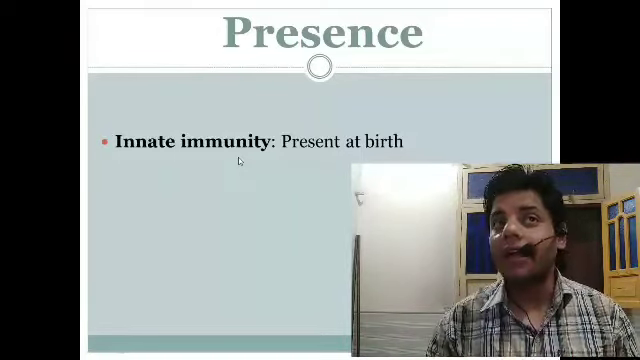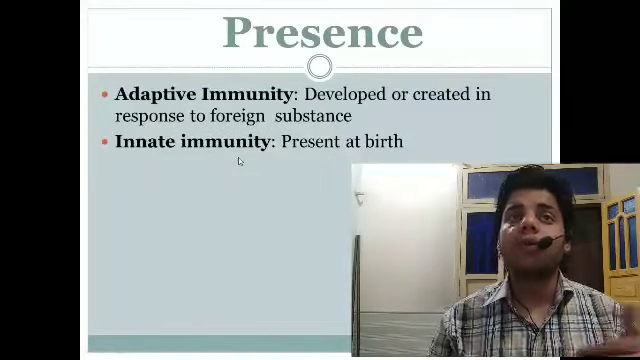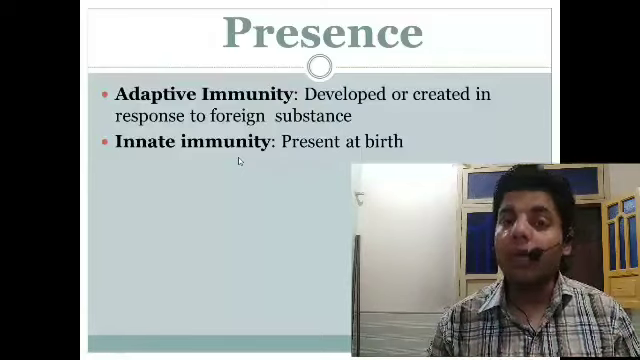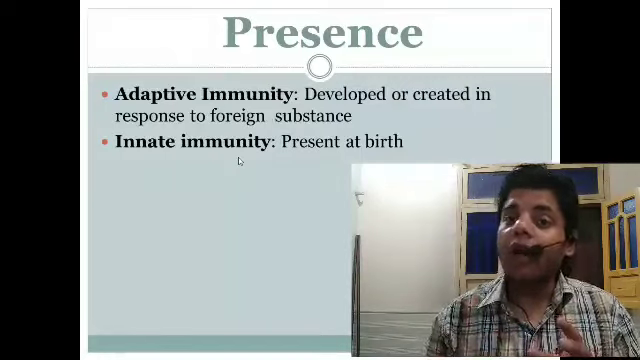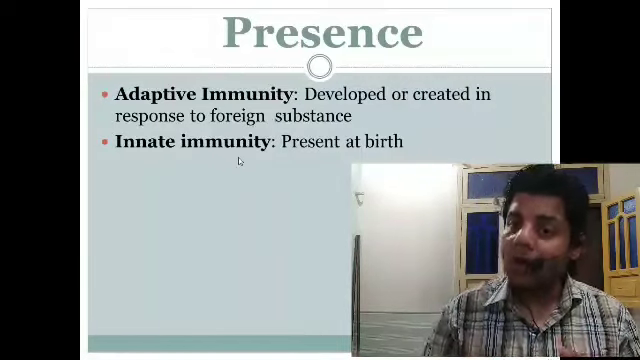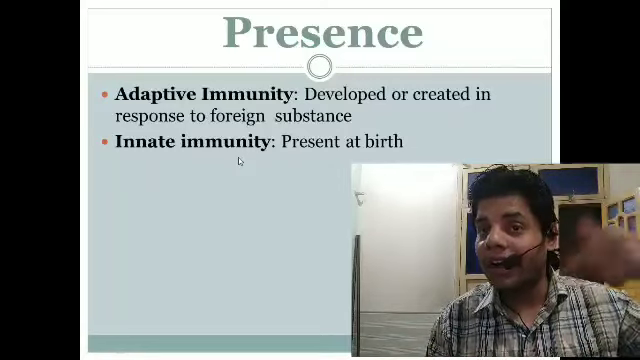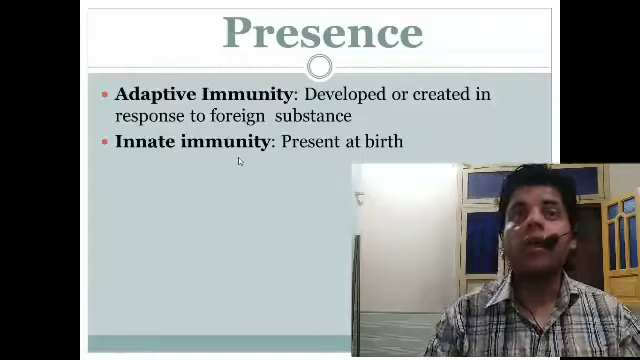On the other hand, if we talk about adaptive immunity, it is developed or created in response to a foreign substance. It is not usually present inside our body. It may be activated and created when the microorganisms are internalized. Once the microorganisms are internalized, then this adaptive immunity is activated. Okay, it is not present by birth. Keep it in your mind.